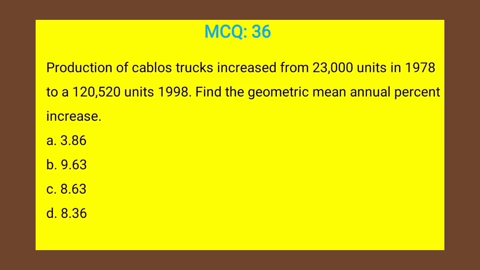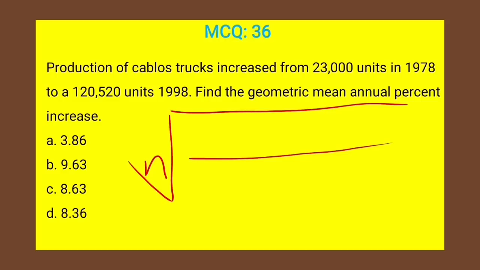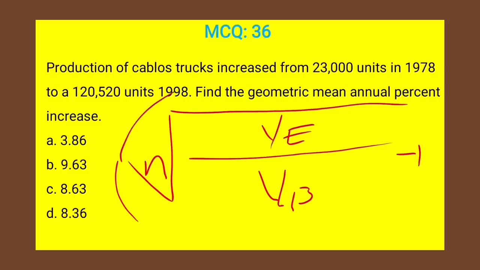Once you know the period, you just compare. So this is what I'm trying to tell you. That's why the geometric mean in this case is going to be the nth root of the value at the end over the value at the beginning. After that, you subtract 1 from it and multiply by 100, or multiply by 100%, then you are good to go.